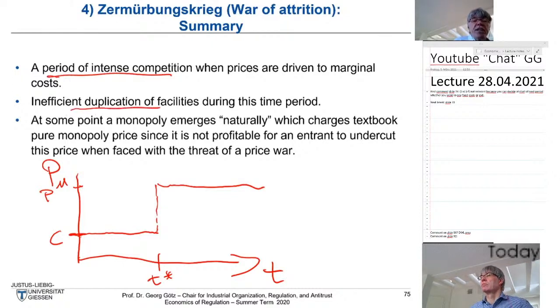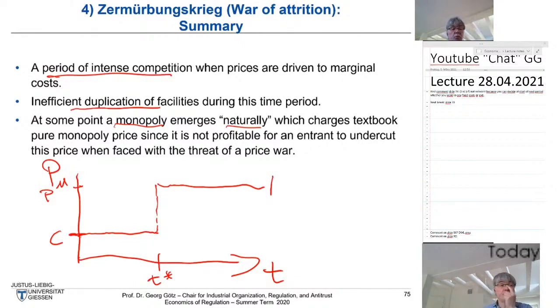You have inefficient duplication of facilities. So you have two networks. Actually, there was a time with Iridium, two providers of satellites, so you had two sets of satellites in the sky providing the same service. That seems like a duplication, a waste of investment. And here, at some point, a monopoly emerges, which charges textbook monopoly prices, since there will not be any further entry, given the threat of a price war. But here you have the monopoly profit at some time, so that's what we are still waiting for.